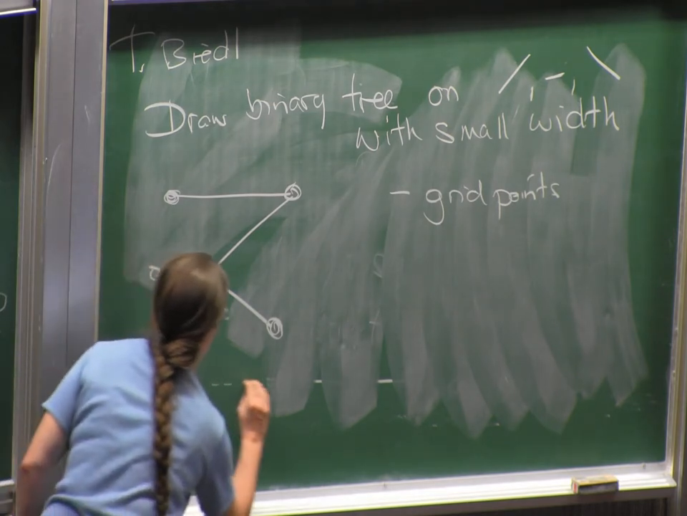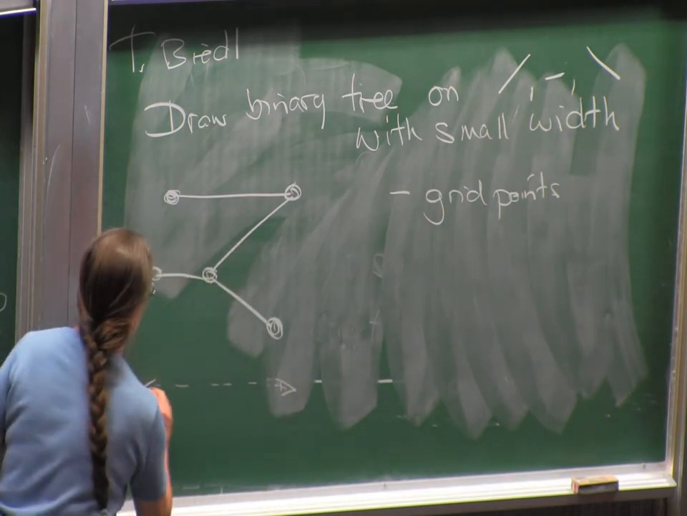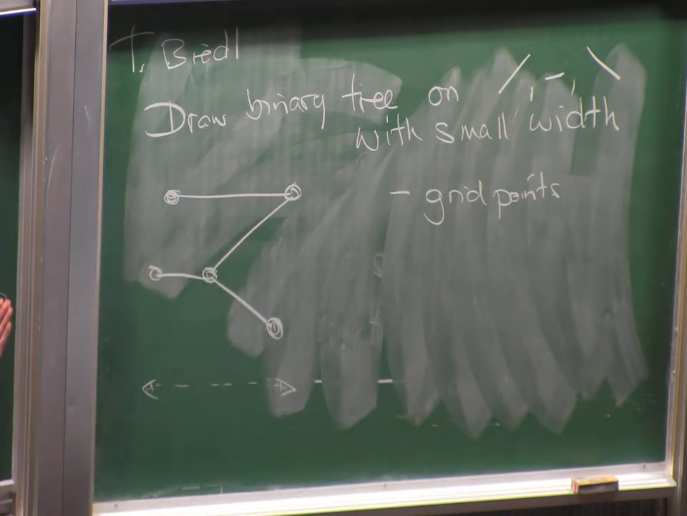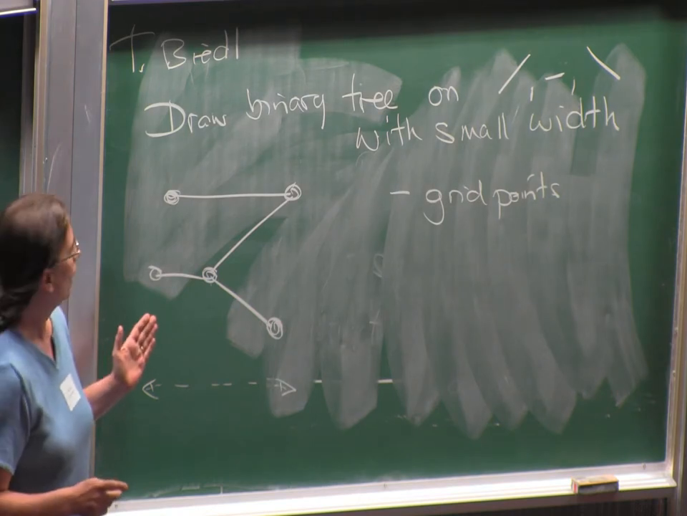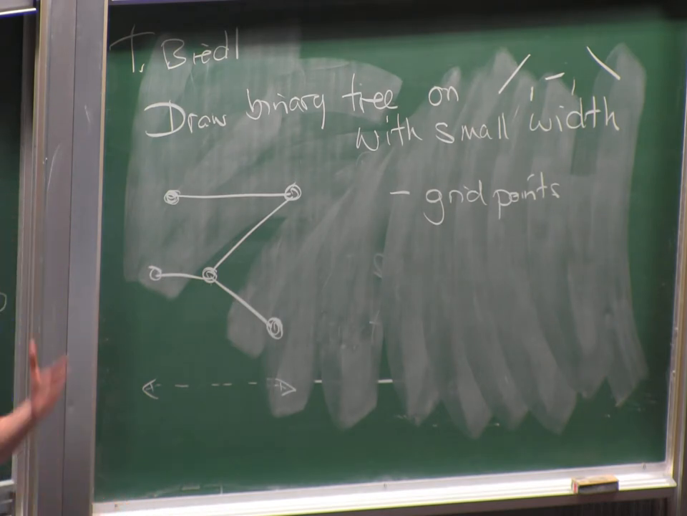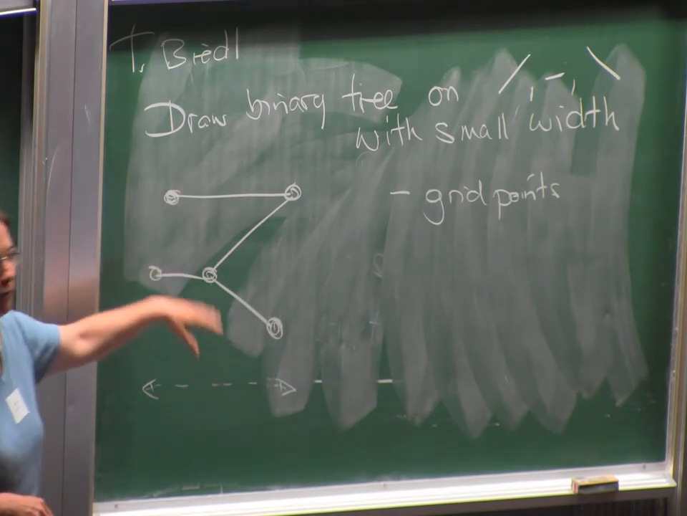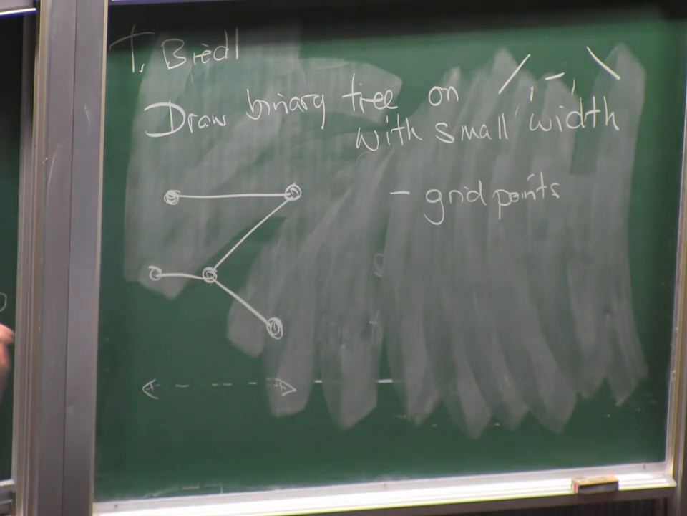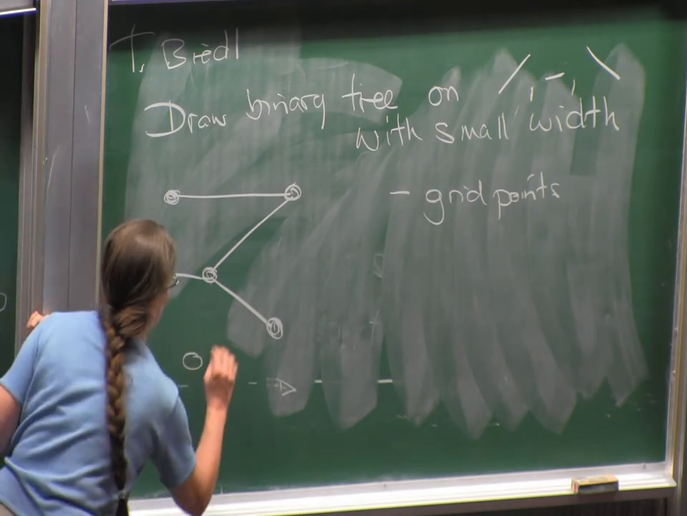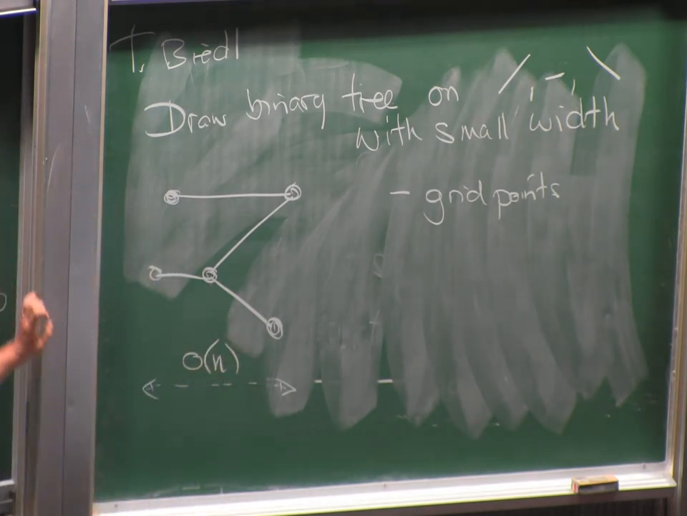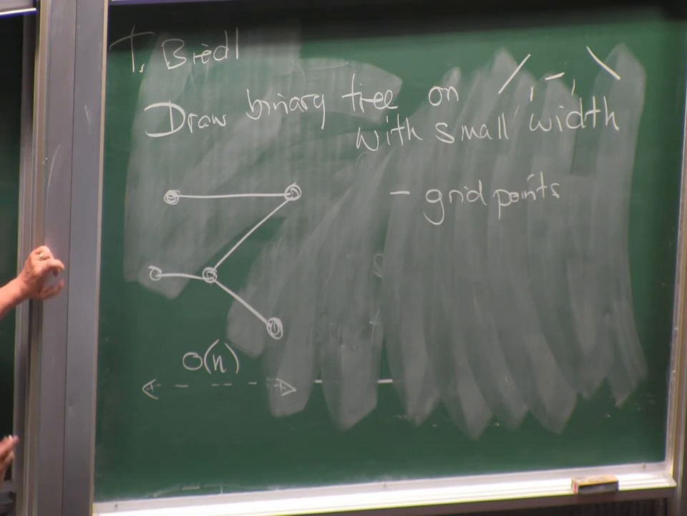And I want to know, can you do this for all trees while keeping the width of the grid that you're using pretty small? Degree at most 3, binary. So the line has to be upward. And bonus if the drawing is upward and order preserving, but I don't even know how to do it if it's not upward and not order preserving. So the real question is, can you do it so that the width is significantly less than order n? With order n, it's easy.